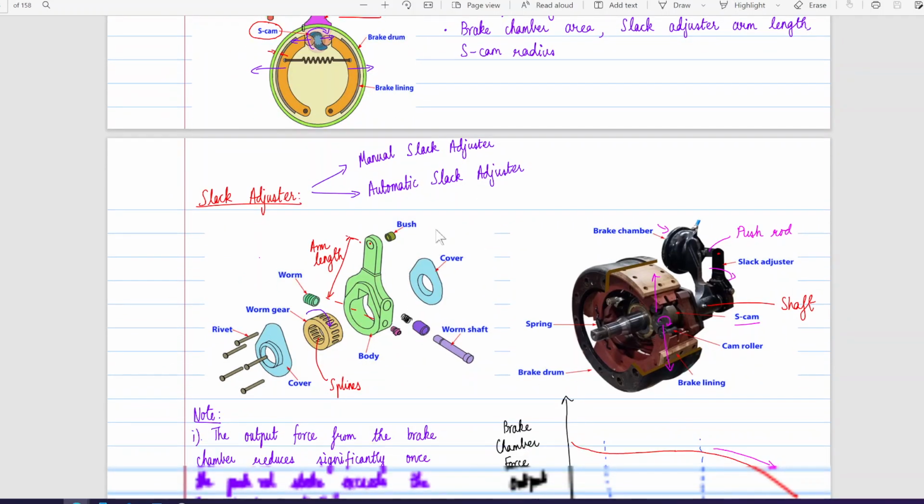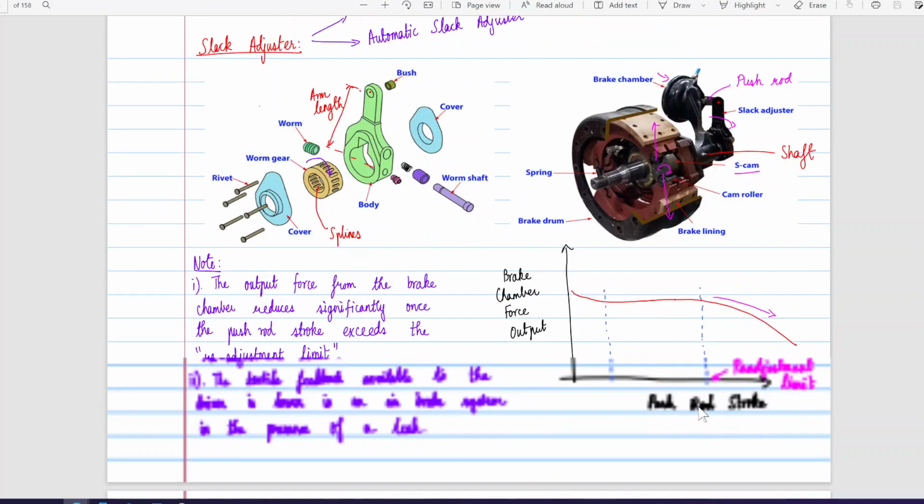Now let's take a look at a slack adjuster. The idea here is that as your brake lining keeps wearing out, some minor adjustments need to be made so that your brakes are functional. Okay, that is why we use this slack adjuster.